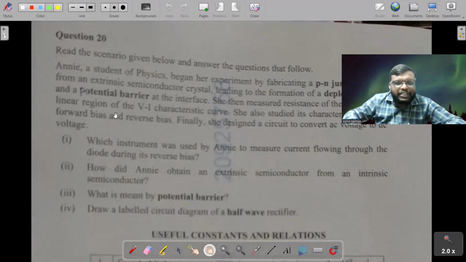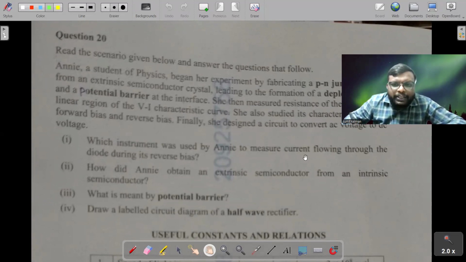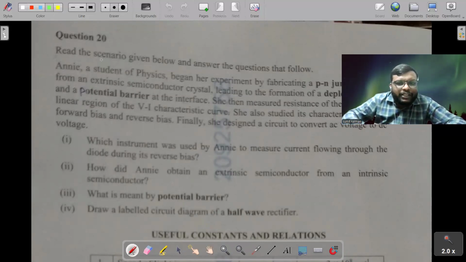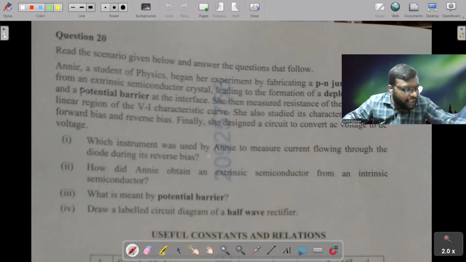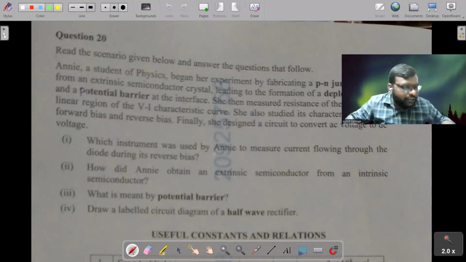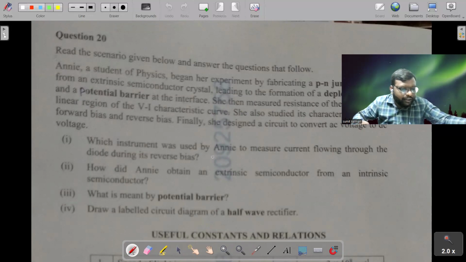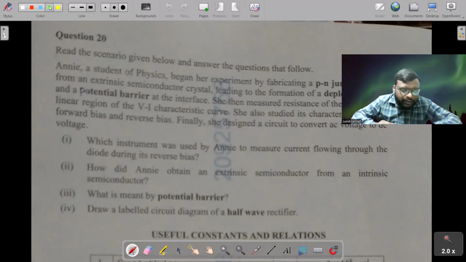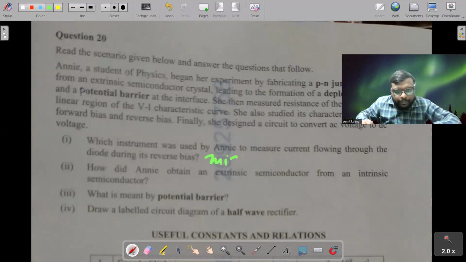So students, name the instrument used by Annie to measure current flowing through the diode during its reverse bias. तो रिवर्स बायस में स्टूडेंट्स क्या होती है, करंट जो है बहुत ही कम होती है, बहुत ही लेस होती है. So students, रिवर्स बायस में हम क्या करेंगे, माइक्रो एमीटर का यूज करेंगे. Why माइक्रो एमीटर का यूज करेंगे, because माइक्रो एमीटर क्या करता है, बहुत ही स्मॉल करंट जो है वो मेजर करता है in micro ampere. So students, here we will use a microammeter.